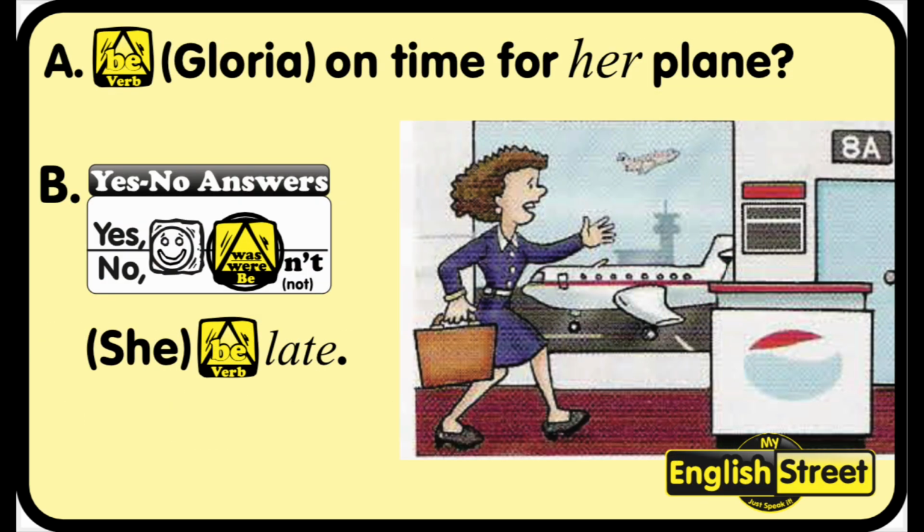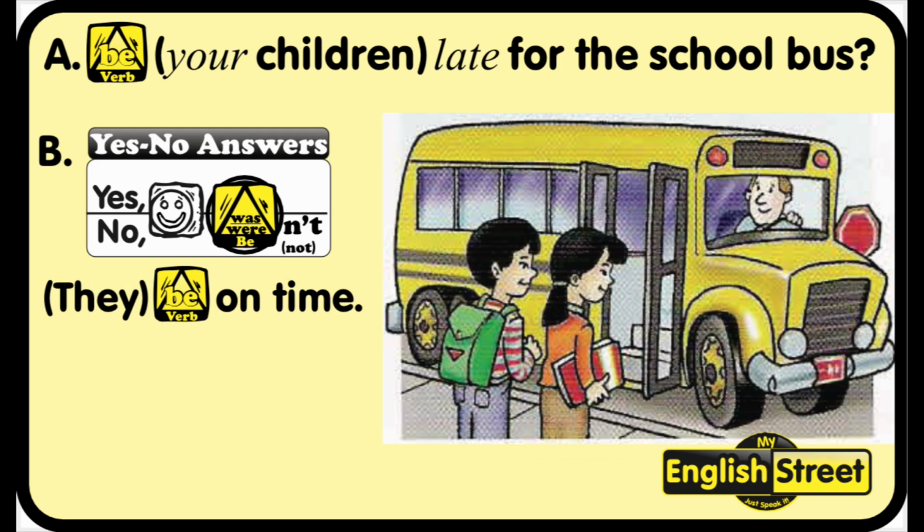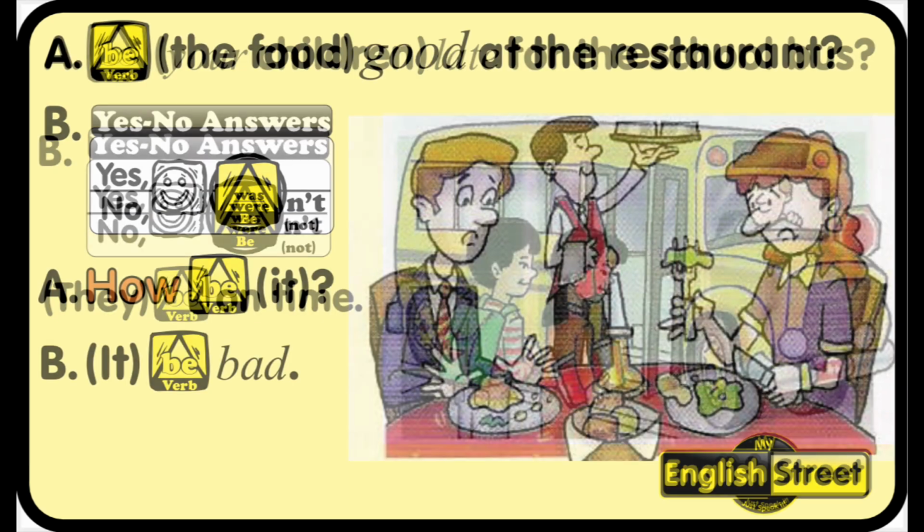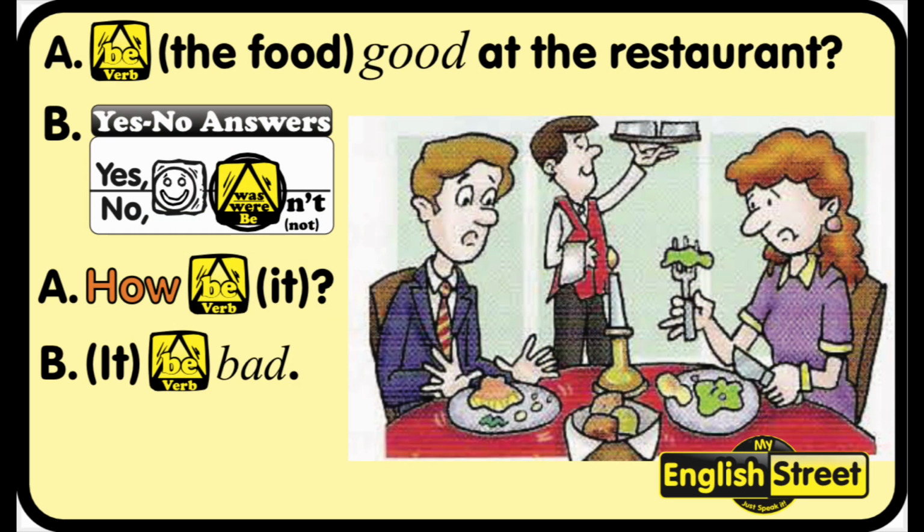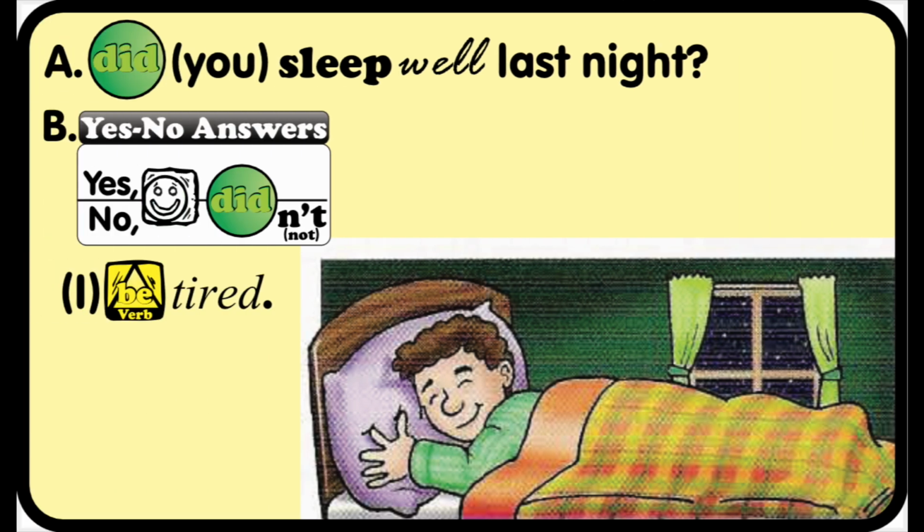Was Gloria on time for her plane? No, she wasn't. She was late. Were your children late for the school bus? No, they weren't. They were on time. Was the food good at the restaurant? No, it wasn't. How was it? It was bad. Now let's mix these two tenses.